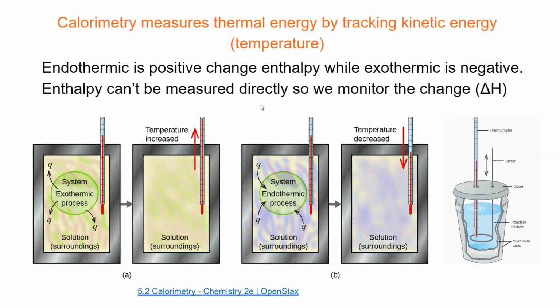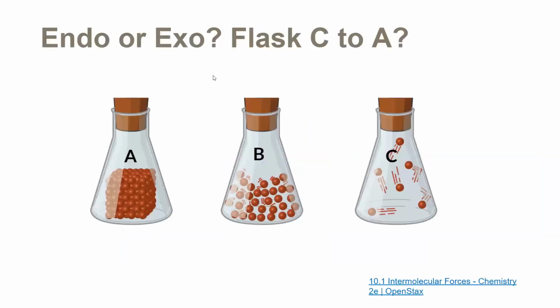So just remember, exothermic is negative, endothermic is positive, and we know this by the delta H. If you calculate the delta H as negative, it's exothermic. If you see the temperature increase, it is exothermic. That heat exited into the calorimeter.